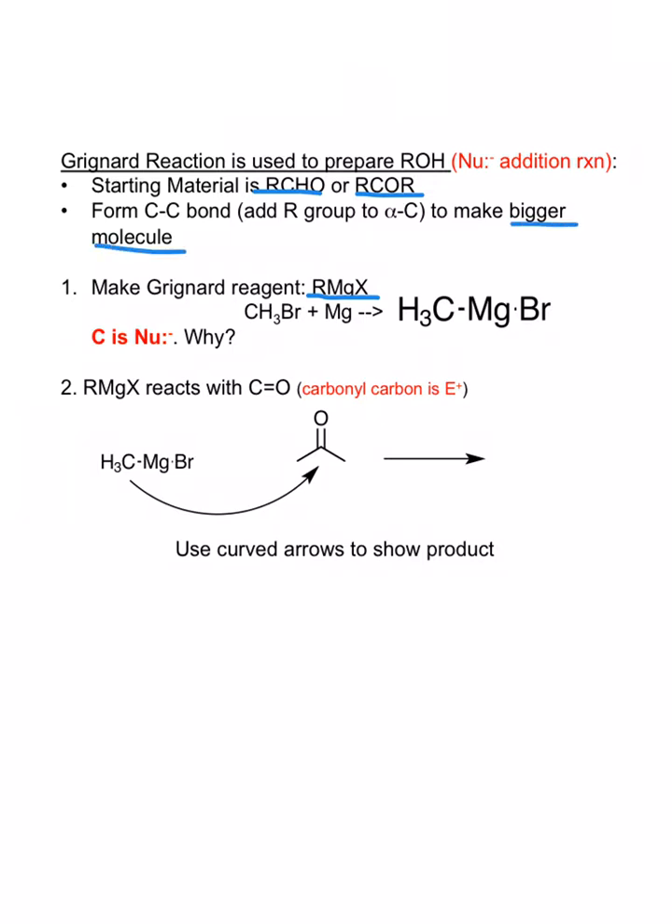So first, the carbon is a nucleophile in the Grignard reagent. Why? So stop the video, answer that question. The carbon-magnesium bond is a polar bond because of electronegativity, and the carbon has a partial negative charge. If it makes it easier for you, think of the Grignard reagent as this type of molecule.